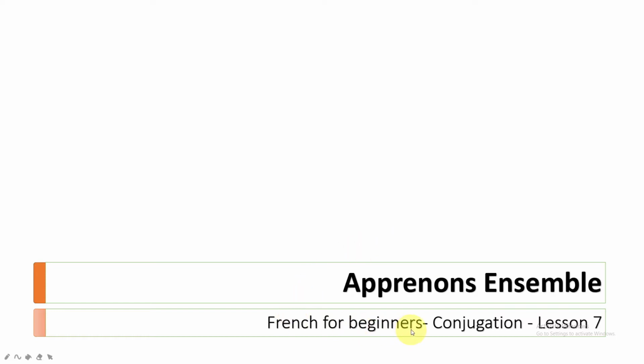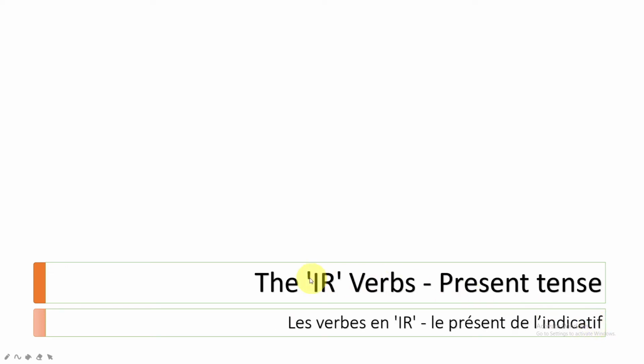French for beginners, conjugation, lesson 7. The IR verbs, present tense. Les verbes en IR, le présent de l'indicatif.